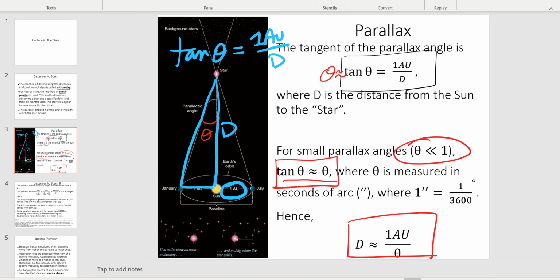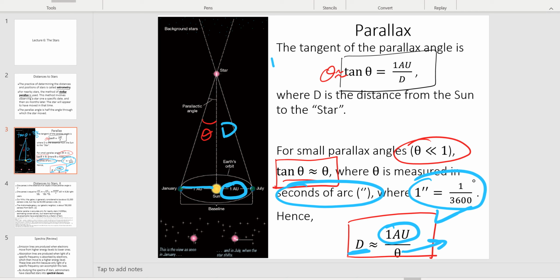And you'll notice that this is exactly the same equation that I had before in a previous lecture when I talked about stellar parallax. So this equation down here that I'm checking with a blue check, this is the stellar parallax equation. Theta is measured in arcseconds. 1 arcsecond is 1/3600th of a degree. And up here we have 1 astronomical unit, 1 AU, as I said, and then D is measured in parsecs.